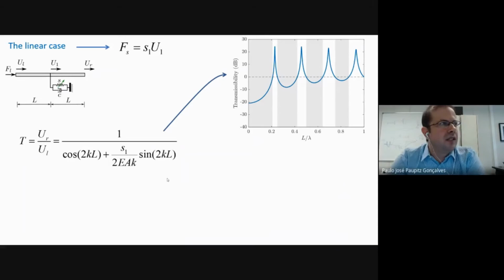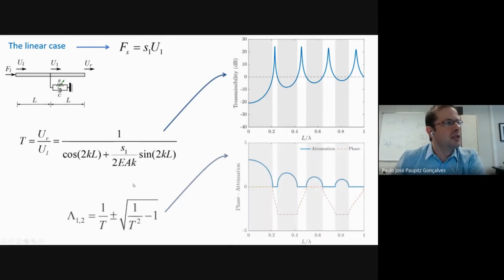So first, as I said, we need to understand the linear case. Again, we are looking at the transmissibility as one of our main target quantities. So the transmissibility for this system is actually given by this equation. So this is the spring stiffness. I didn't put the damping here, but I plotted with some damping. And E is the Young modulus for the rod, A is the cross-section of the rod, and K is the wave number.